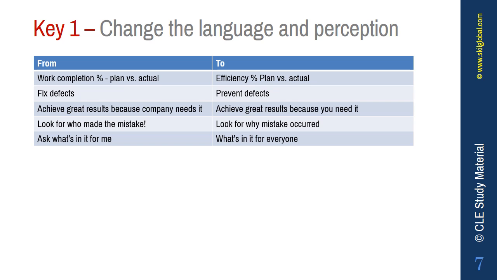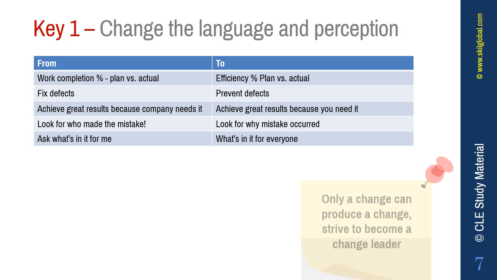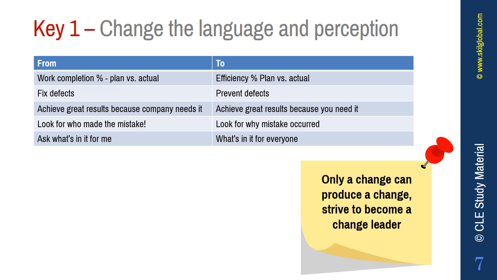From achieving great results because the company needs it, to achieving great results because you need it. From looking for who made the mistake, to looking for why the mistake occurred. From asking what's in it for me, to what's in it for everyone. In a nutshell, only a change will produce change. You must strive to become a change leader. Old ways can only produce old results. You will need new ways to produce new results.